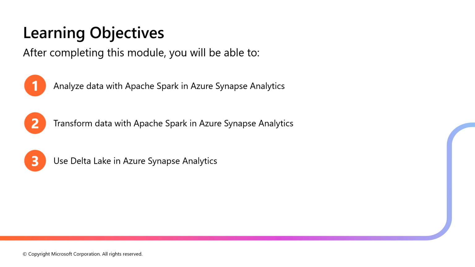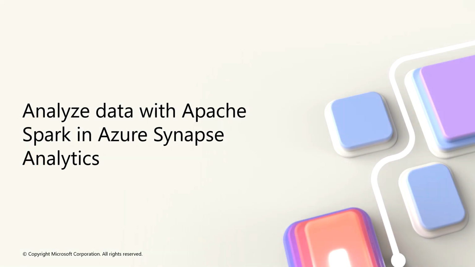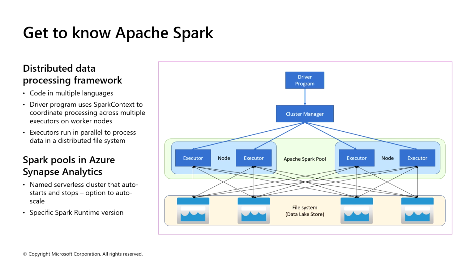So let's get started. First, we are going to cover Apache Spark and how we are going to use that in Synapse Analytics. Before deep diving into the topic, let's understand what is meant by Apache Spark. Apache Spark is a distributed data processing framework that allows you to process massive amounts of data in parallel across multiple machines. The key features here are you can write in multiple languages like Python, Scala, and also Rust, and you can process data in parallel across worker nodes and it works with a distributed file system.